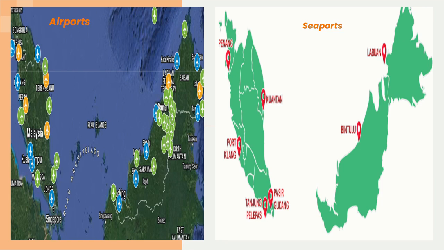Next, we have the airports and seaports in Malaysia. Malaysia is covered with international airports, that is KLIA, one of the busiest airports in Southeast Asia. Domestic airports are also there, and seaports are also there, especially for the transportation of goods and people.